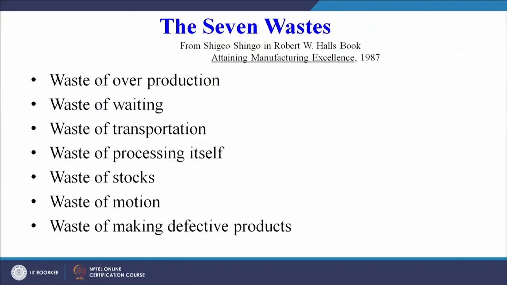Waste of waiting must be avoided using the JIT philosophy. Waste of transportation, waste of processing itself, waste of stocks, waste of motion, waste of making defective products. So as we have seen, if we apply the JIT philosophy, we are able to eliminate a lot of waste. Some of the types of waste are listed on this slide.